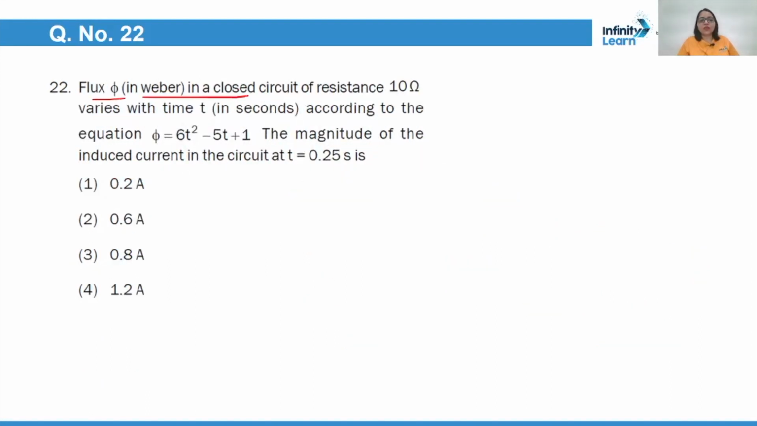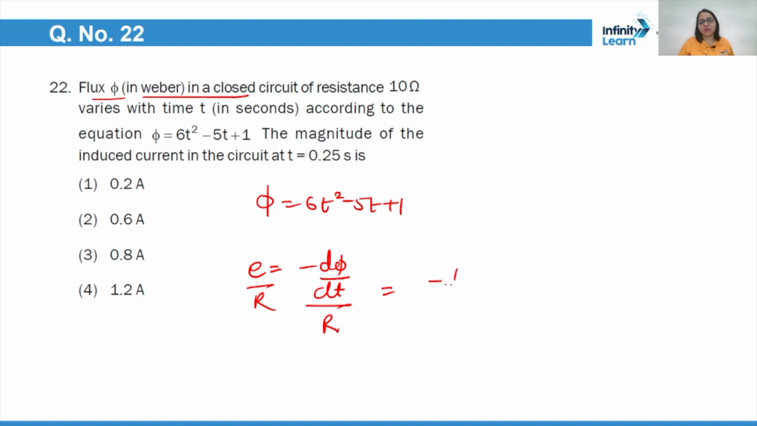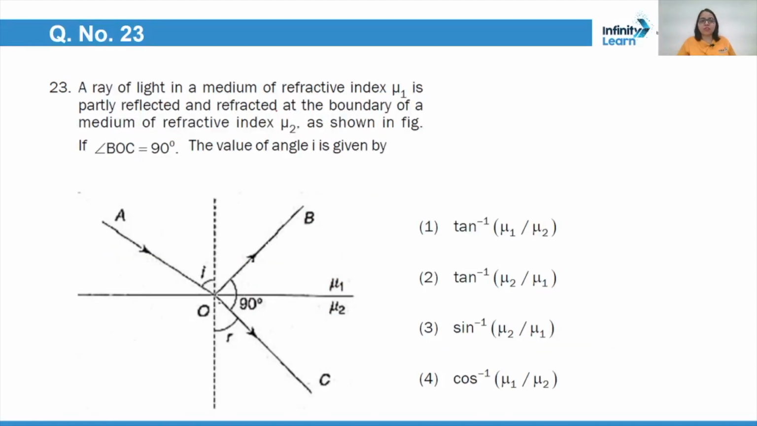Question number 22. We have flux as 6t square minus 5t plus 1. So induced EMF will be minus d phi by dt, and if you divide it by resistance, you will get induced current, which is minus of 1 upon R into 12t minus 5. So it is minus of 1 upon 10 into 12 into 1 by 4 minus 5, which is equal to 0.2 ampere.